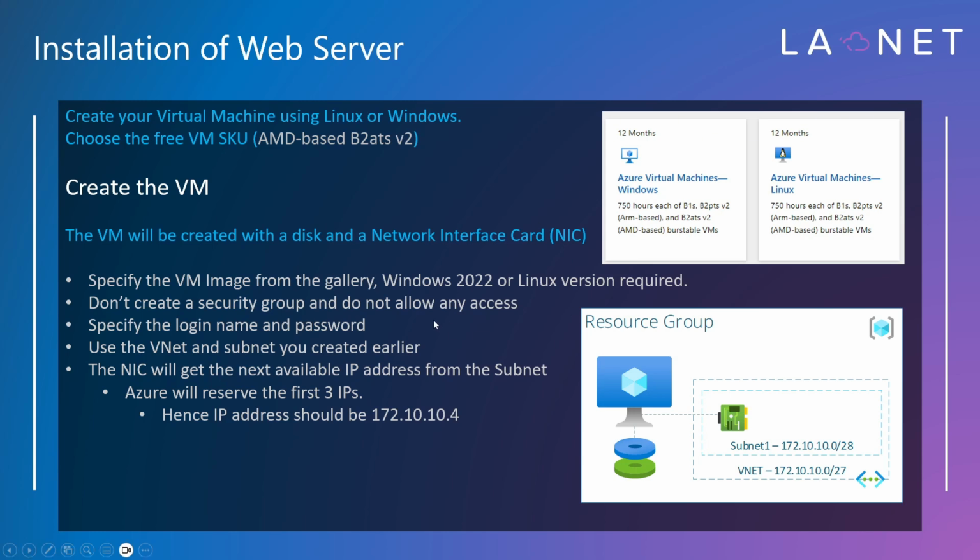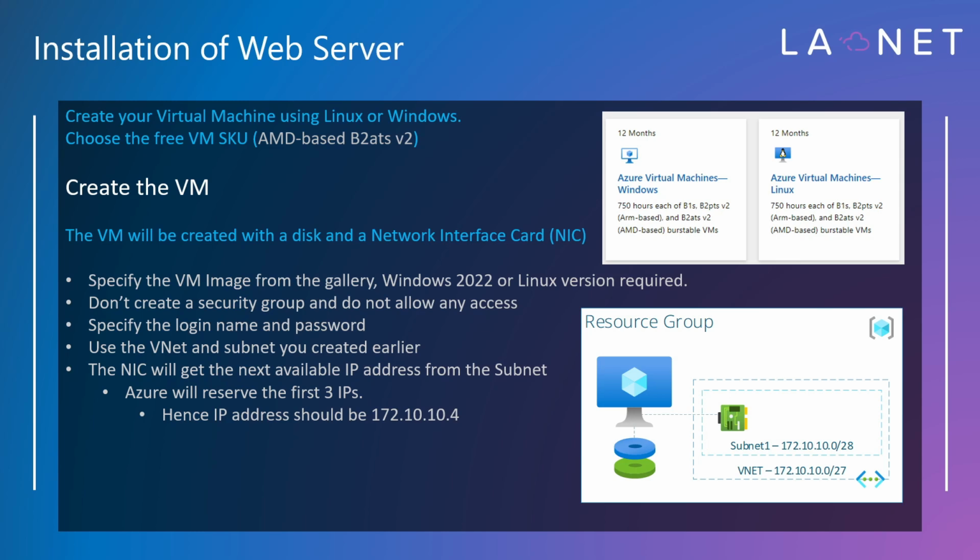Okay, so what we're going to do is specify the image that we're going to use from the Azure Marketplace gallery. We can choose Windows or we can choose Linux. In this case, we're going to use Linux. We're not going to assign any security groups or firewall rules or anything like that at this stage. We're just going to show you this process. We're going to specify login name and password. I'm going to connect the NIC, or the network interface card, to the virtual network. And we'll see how it uses the IP addressing, and we'll see the next available IP address is there.